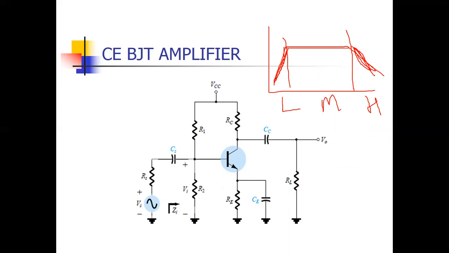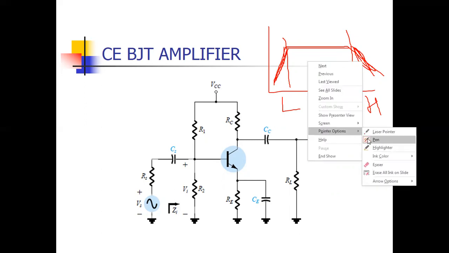So again, listen carefully. At mid frequency there is no effect of capacitance. At low frequency, gain reduces due to coupling and bypass capacitance. At high frequency, gain reduces due to the transistor's internal capacitance.